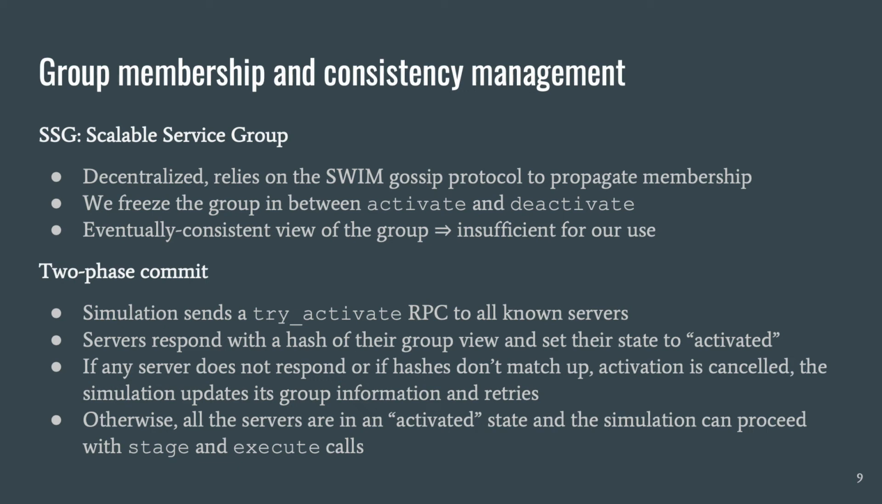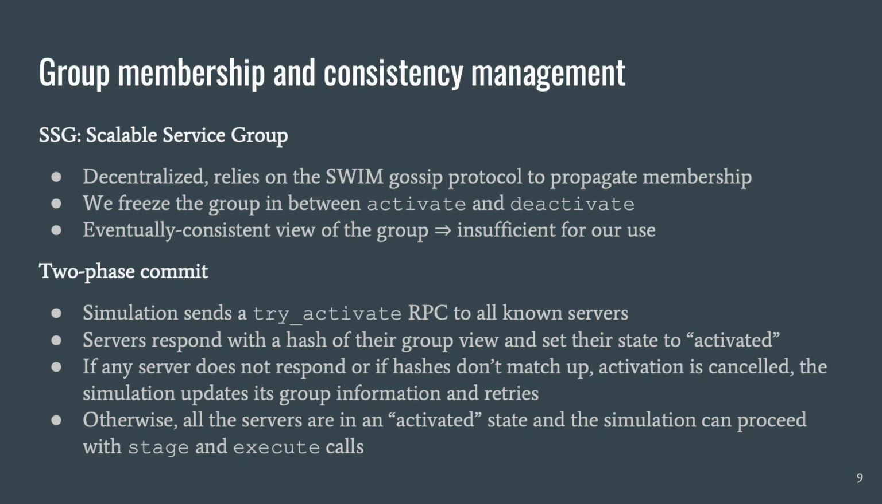So for instance, one server could have received the information about a new member, while another server does not. And this poses a problem when we start an iteration of analysis, because instances of a pipeline across servers will be expecting that they have a consistent view of the staging area. And to solve this, what we use is a two-phase commit protocol with the simulation itself acting as a controller.